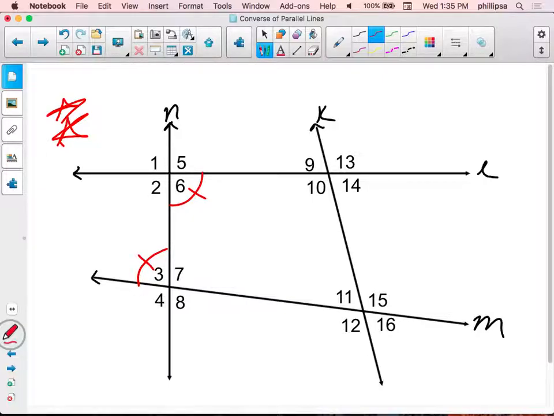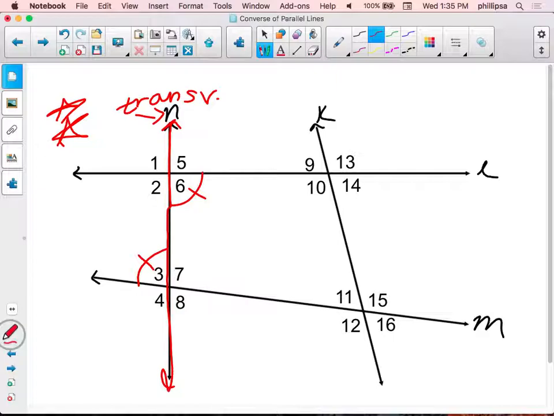What has to be my transversal here? Audrey? The line that hits both of them. Yep, so it has to be N, right? So I would just point to it and say transversal. You don't have to write it all out. It's fine. The next thing I'm actually going to do is highlight the other 2 lines.